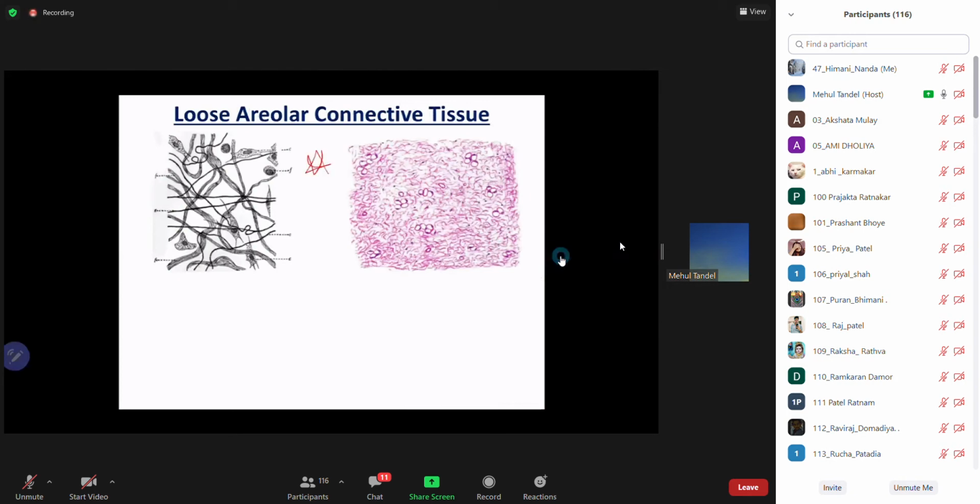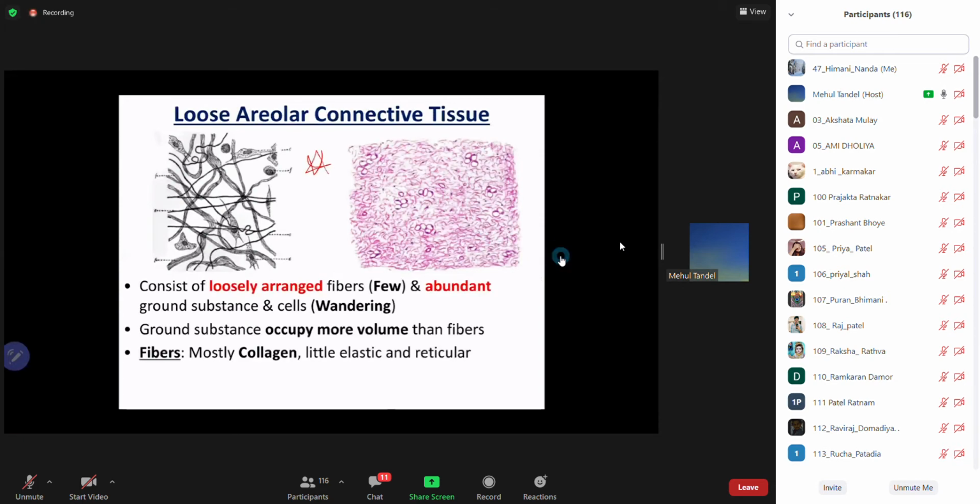Okay, we know now, the name itself tells it. Loosely arranged fibers, a few fibers, abundant ground substance. Fibers are loosely arranged and less in number. Ground substance is more in amount. Ground substance occupies more volume than fibers. Fibers are mostly collagen; elastic and reticular are less in number. And cells are mostly fibroblasts.